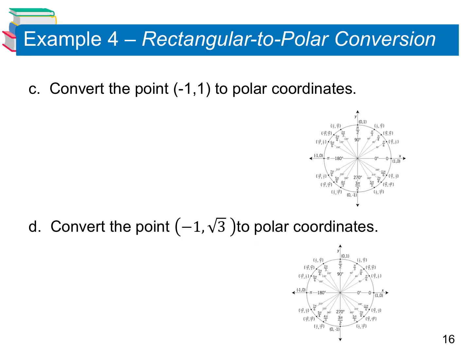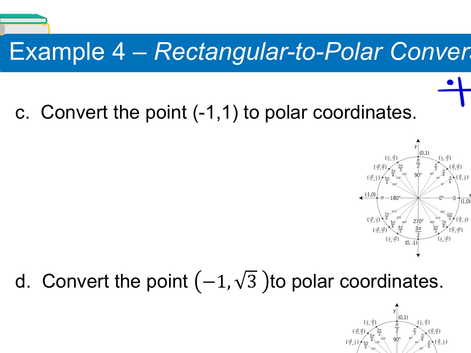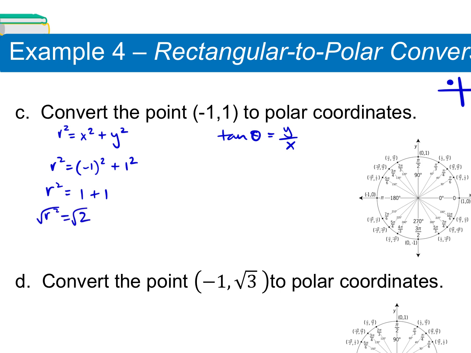Let's do C. Let's graph it to get an idea of where we're at. We're going to go to the left to -1 and up 1. So our point's going to be in that second quadrant there. This gives us a little bit of a hint where our theta is going to be. Our formulas are r squared equals x squared plus y squared, and tangent of theta equals y over x. So r squared equals -1 squared plus 1 squared. R squared equals 1 plus 1. R squared is 2. So what is r? Square root 2.